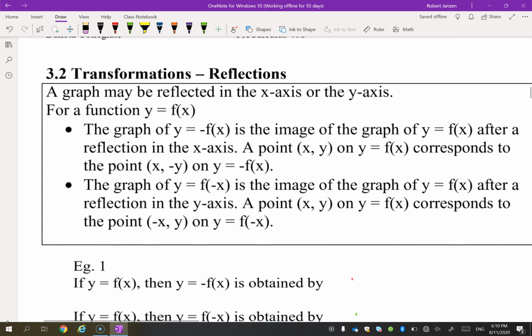All right, so we're going to look at two kinds of reflections. The graph can be reflected in the x-axis or the y-axis. And when we say in, we really mean over. I'm not sure why the term in is used, but it's over the x-axis or over the y-axis. Okay? If the negative is outside of the function, like it was in the example I just gave you with the x squared, then the image of the graph of y equals f of x after a reflection over the x-axis, what happens? Well, the point (x, y) becomes the point (x, -y).